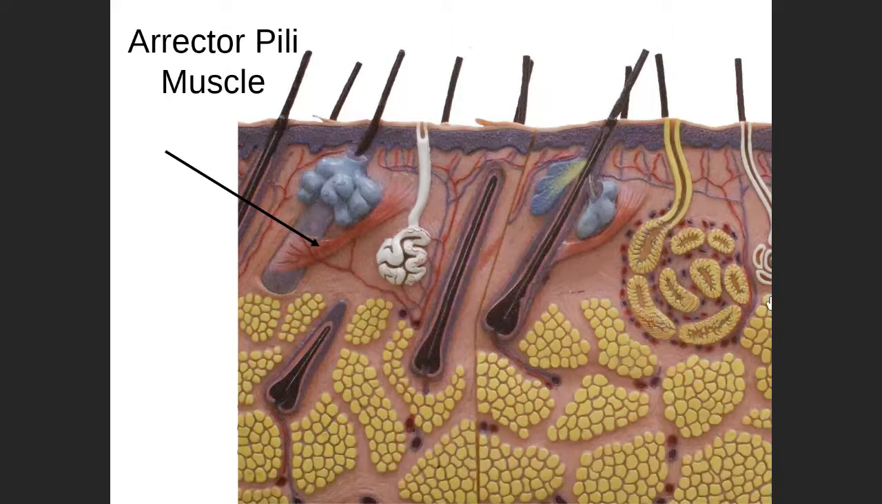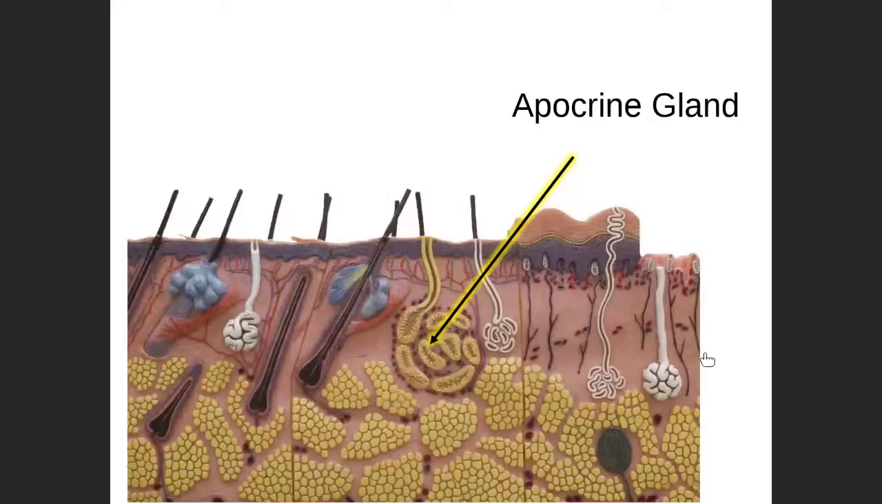All right, now let's talk about glands. You've got three glands here in your skin. The first one here is the apocrine gland.